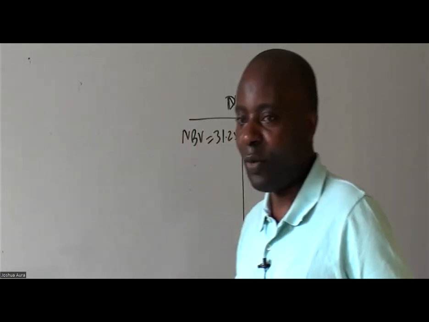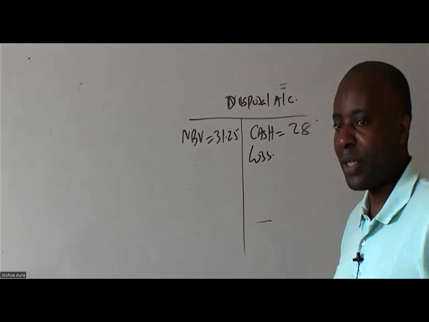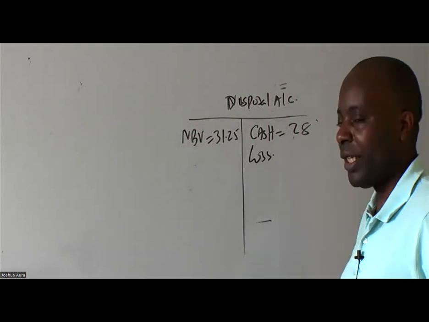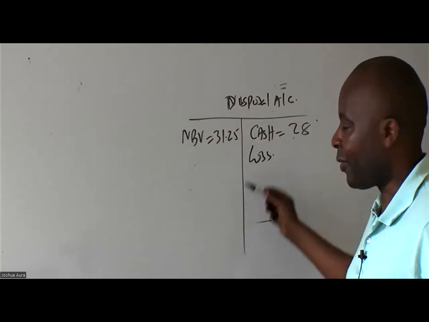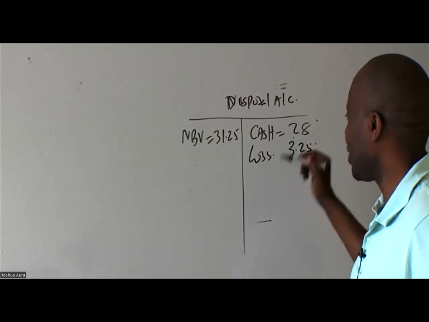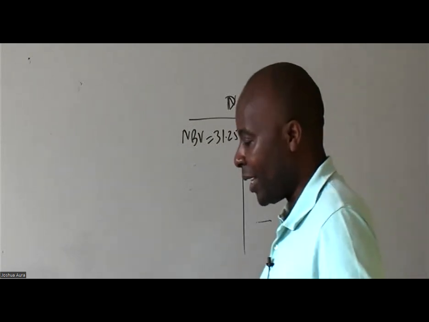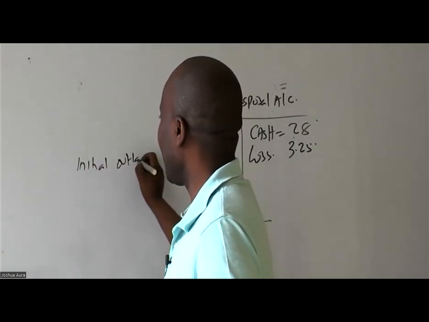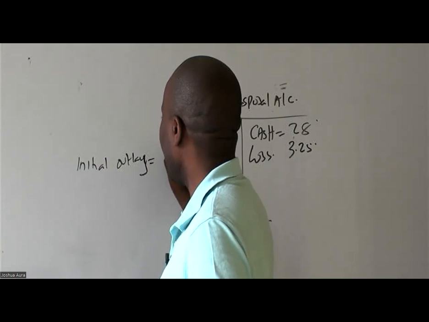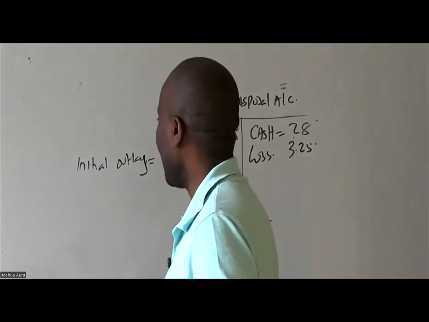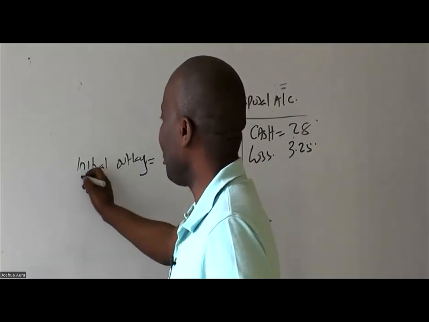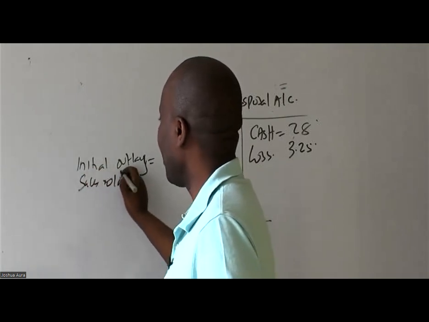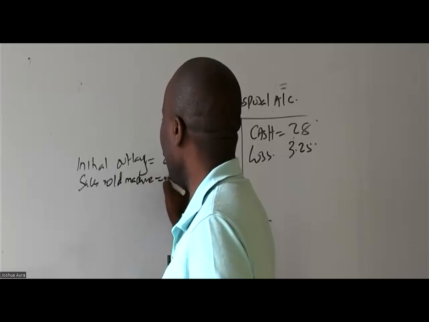So take 31.25 minus 28. What shall we get? 3.25, a loss. So what will happen here is that we have our initial outlay. Our initial outlay here was 86, right? What else do we have in this case? The benefit of selling the old machine, the sales proceeds of the old machine, in this case was 35.